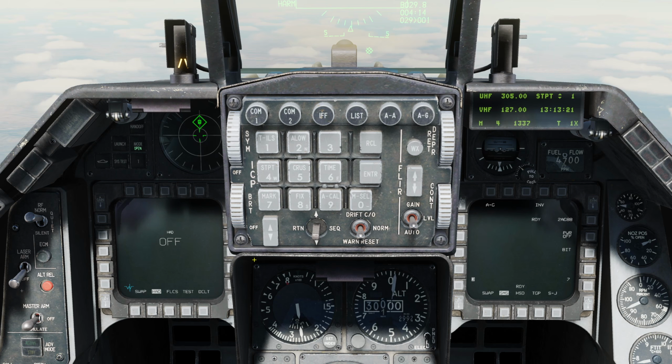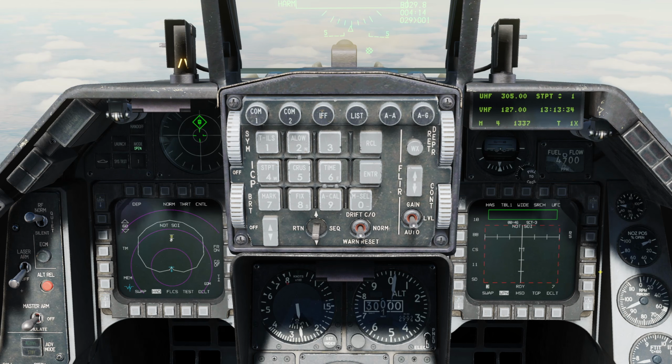And the HAD stands for the HARM Attack Display. On the right-hand side here, we've got the Stores Management System. I'm going to go ahead and power on my HARM missiles, and then I'm going to reprogram this page to be the weapon page, and we'll get the standard HARM weapon display. And there you go, you can see the HAD has now booted up.